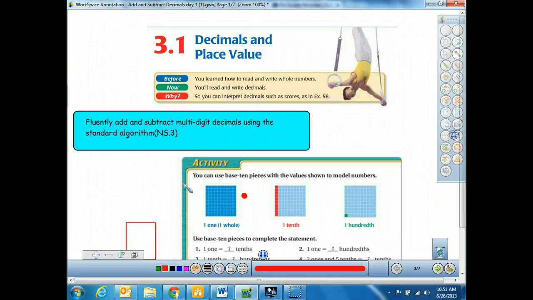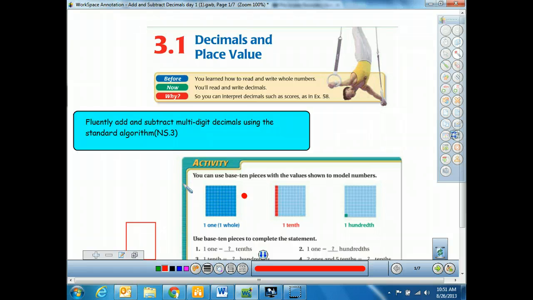We're going to start things right off with a lesson on decimals and place values, and we're going to base it off of 3.1 in our book. This is the first lesson in our very first unit using the Common Core State Standards, and the standard that this one is going to address is NS.3, which is fluently add and subtract multi-digit decimals using a standard algorithm.